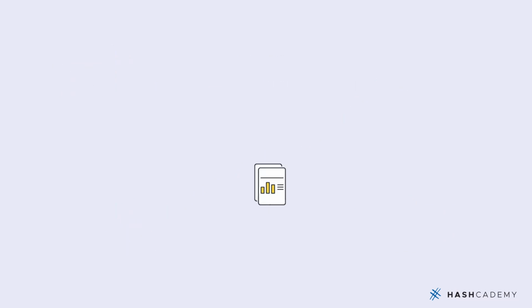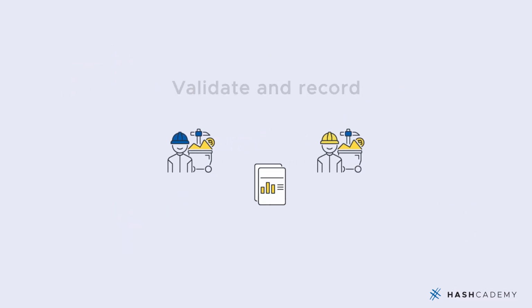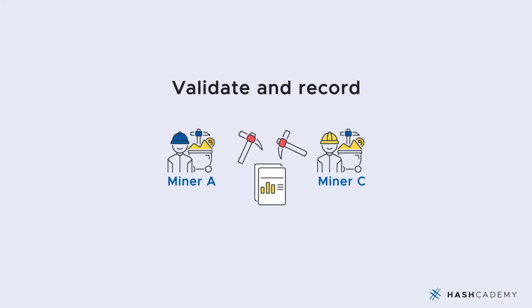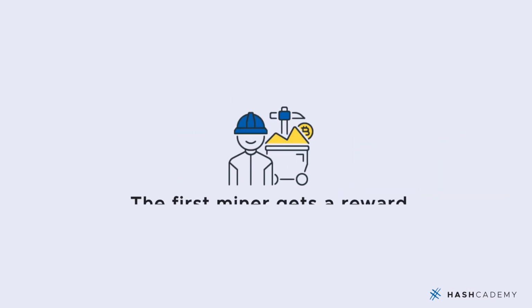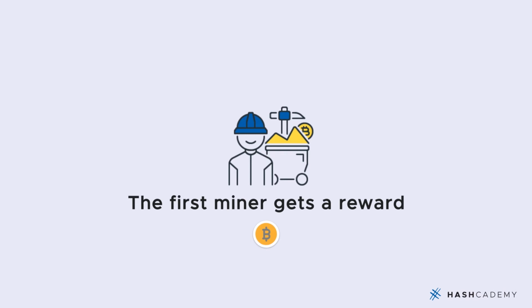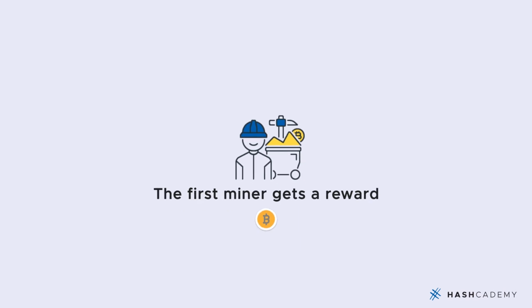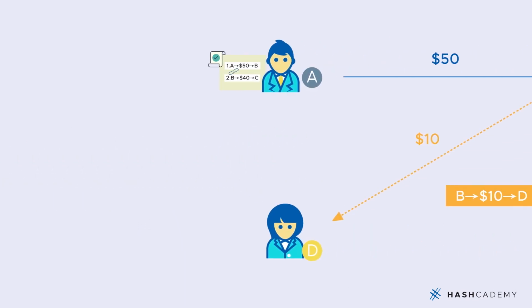In order for the transactions to be validated and recorded into the ledger, miners will need to be involved. Miners are special nodes who compete amongst themselves to take an unvalidated transaction, validate it, and then put it onto the ledger. The first miner who does that gets a financial reward, which in our context is Bitcoin. In our example, let's assume A and C are miners.